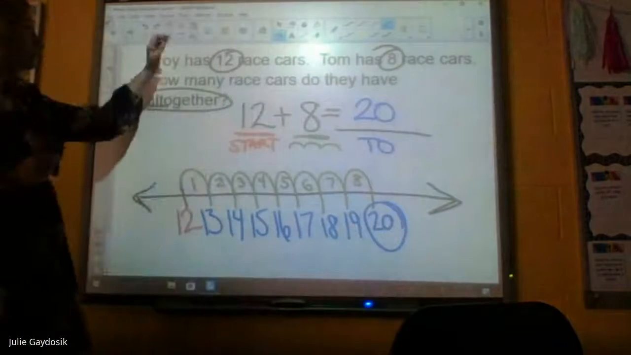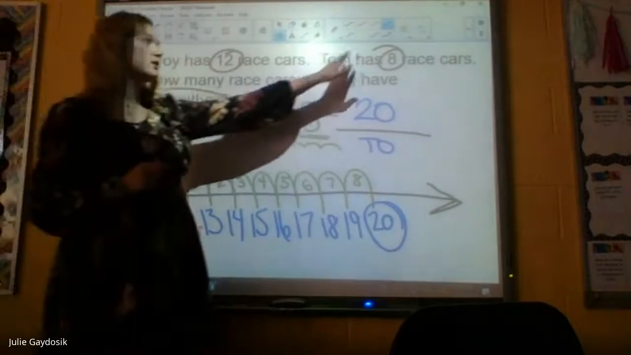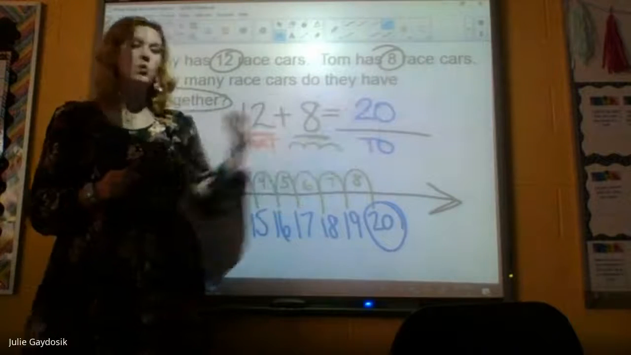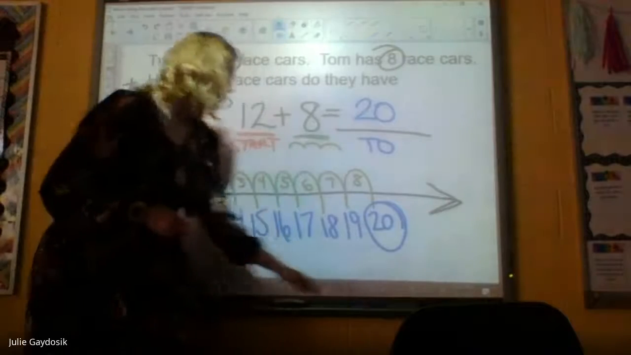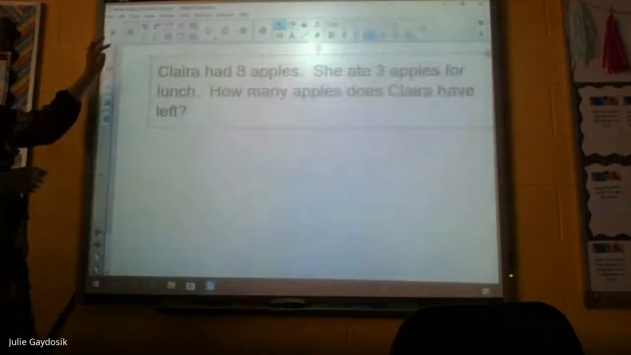Same thing. Troy's 12 race cars plus Tom's 8 race cars equals 20 race cars in all. Okay? Just 2 different ways to solve that. All right.